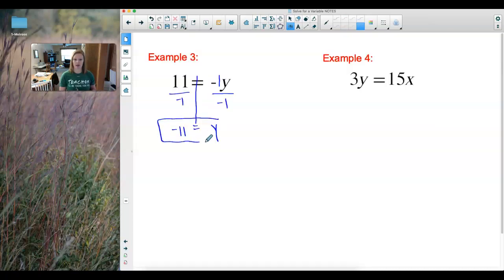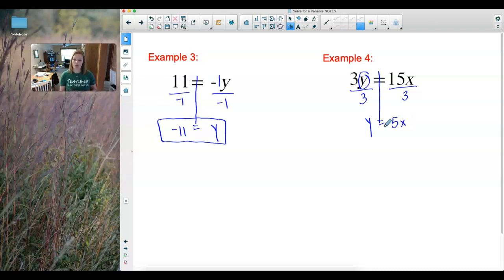So there's our answer. Okay, and number 4, again, wanting to get y by itself. We have 3y equals 15x. We need to divide by 3. So we have y equals 15x divided by 3. Well, we can actually divide the 15 and the 3, so you get y equals 5x.